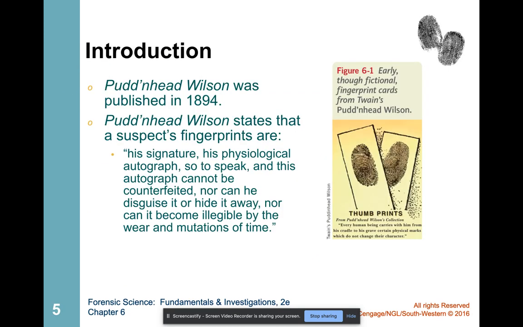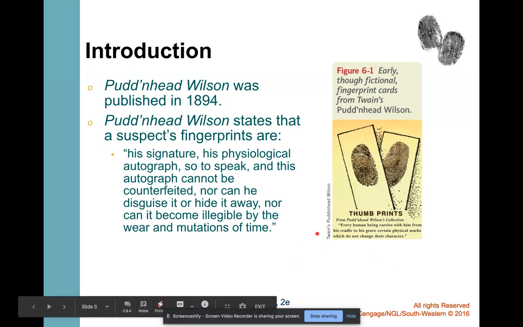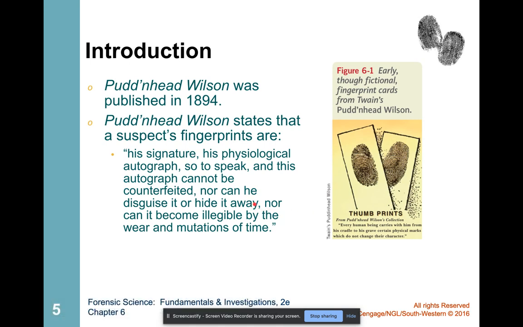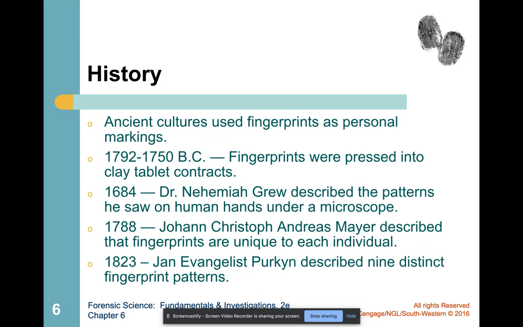So our first mention of fingerprints in literature goes back to 1894 with Pudd'nhead Wilson. And this is from Mark Twain, and he called it a physiological autograph. So this was before we really had fingerprints as fingerprint evidence. So Twain was really ahead of his time.